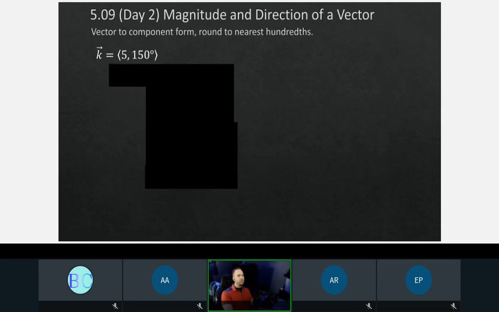All right, magnitude and direction of a vector. So we want to go from this vector to component form. Right now, this is in magnitude and direction format. We want this in component form, which is basically an x and a y value. We want to round to the nearest hundredths.